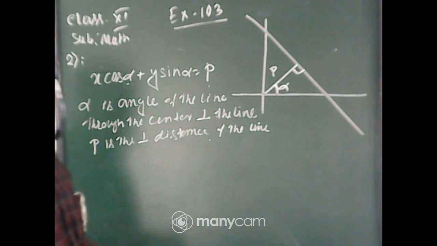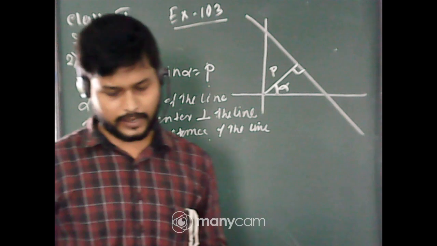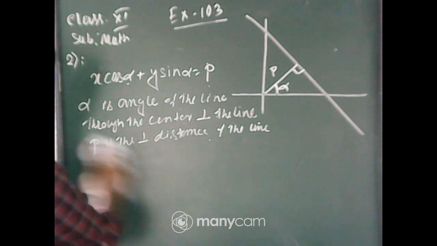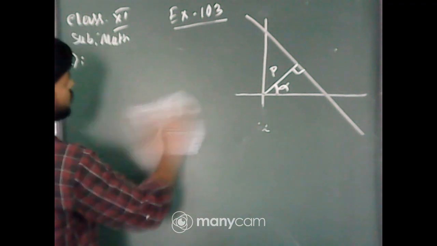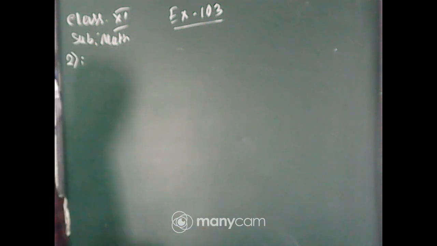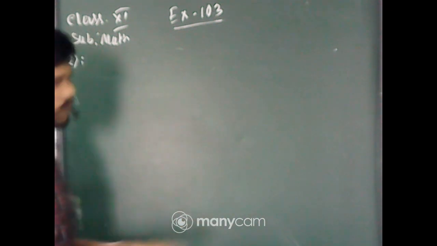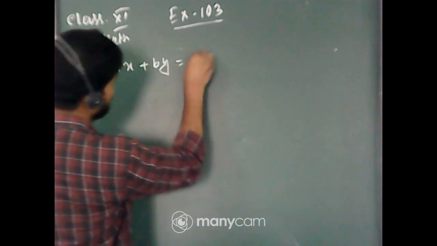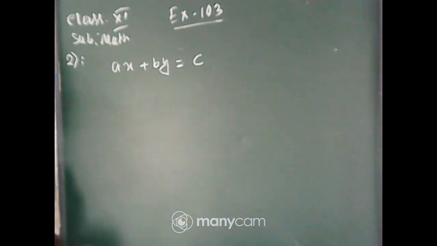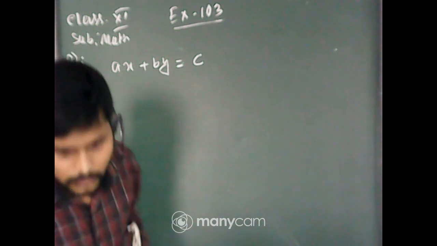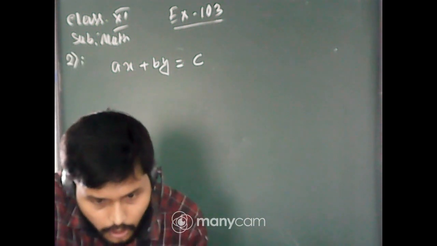Now one equation is given here, we have to find its normal form. So let's see how to find it. Suppose one equation is given like that, ax plus by is equal to c, any equation of a line. If we have to convert it into normal form, alpha is formed only with the x-axis.